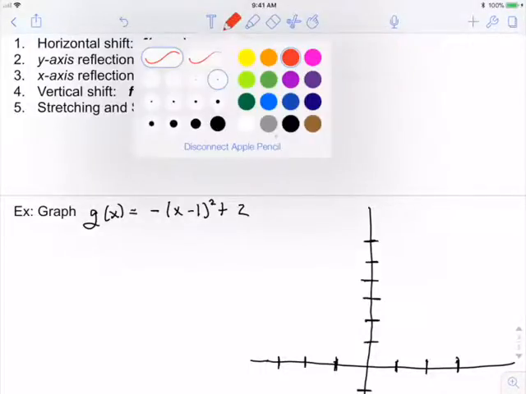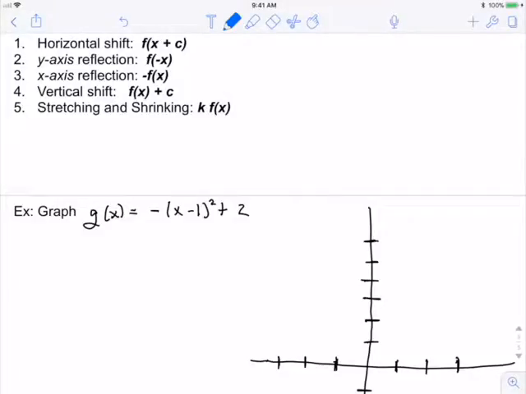So let's start by listing them all out. Do we have a horizontal shift? Yes. Since we have a -1 inside the parentheses, we have a horizontal shift 1 unit to the right. Remember that the horizontal shifts work the opposite of what we want. So even though it's subtracting 1, it's actually making it more positive.